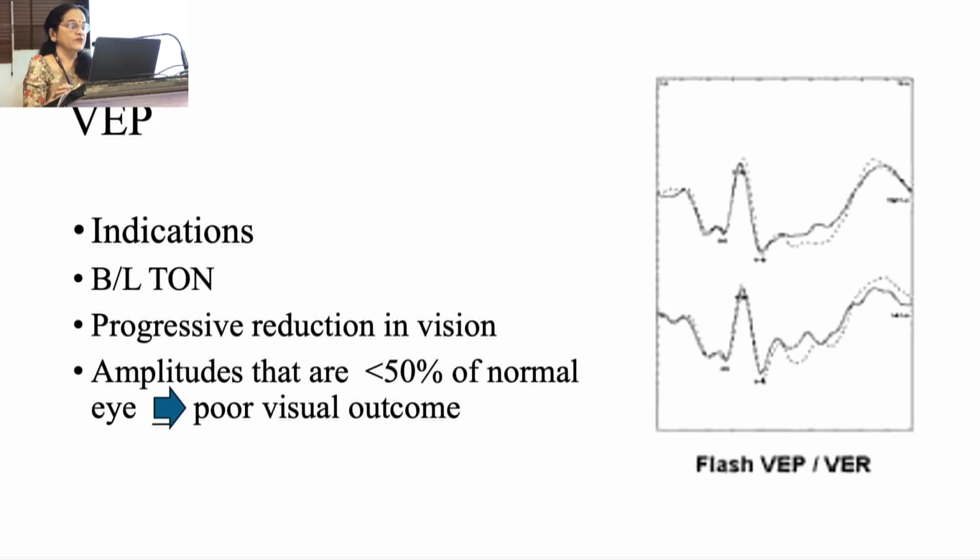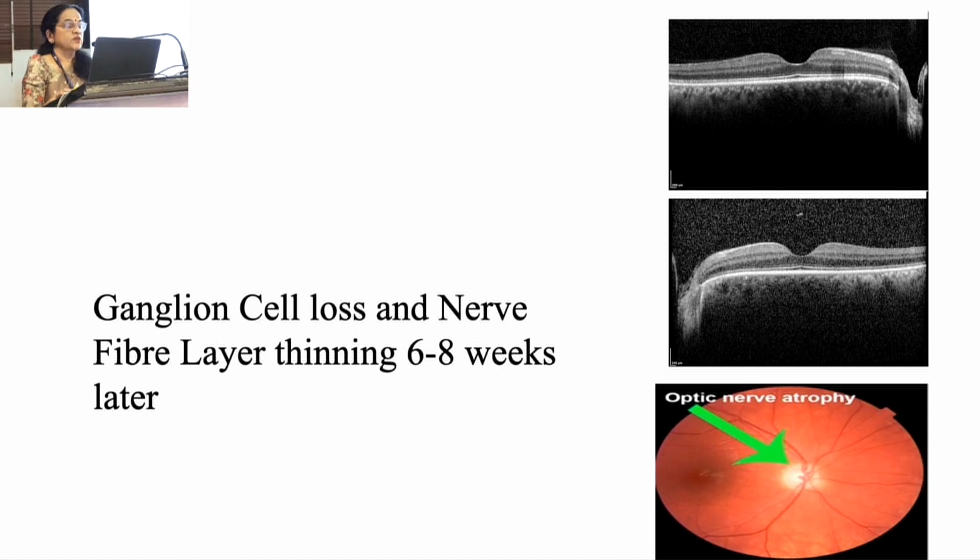And VEP is only required if there is a bilateral TON or if there is a progressive reduction in vision in the first 2 days. And gross reduction in the amplitude of the affected eye is a bad prognostic factor. Going to OCT, at presentation it usually appears normal, but you can demonstrate ganglion cell loss or nerve fiber layer thinning within 6 to 8 weeks later.